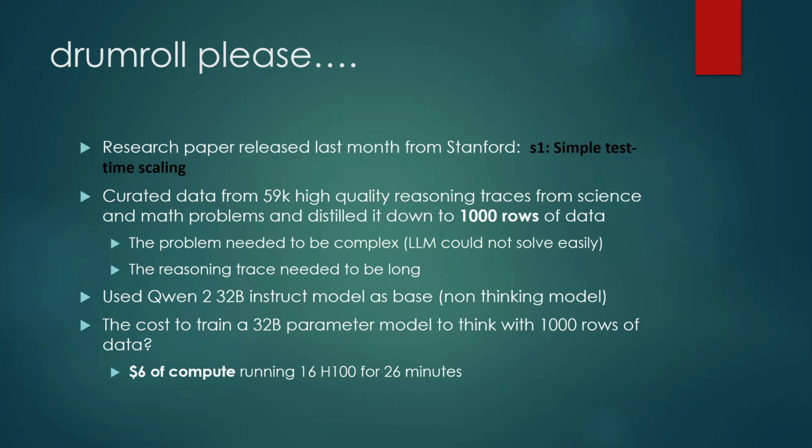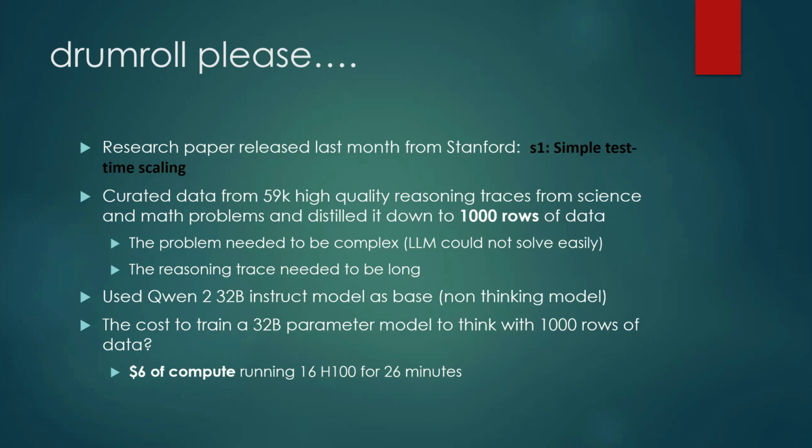They took an existing Qwen 32 billion parameter instruct model as the base, which is a non-thinking model. If you think about how big this model is, a quantized version of it can run on a desktop computer. When they trained it, they fine-tuned it on 16 H100 GPUs for 26 minutes, and it cost them only $6.